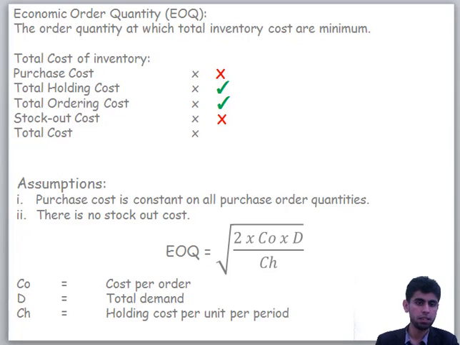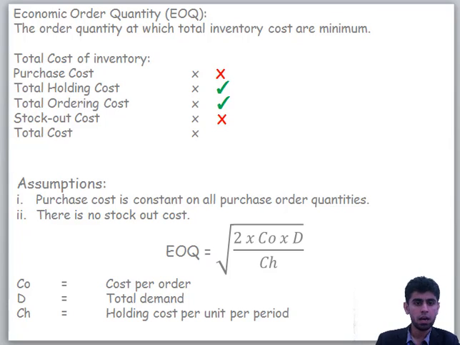The period can be per month, per week, or per year. So you have to make sure that demand is in agreement with holding cost. If your demand is for 1 year, you need to take the holding cost per unit per year. If your demand is per month, you need to take the holding cost per unit per month. So demand and holding cost need to be in agreement with each other.